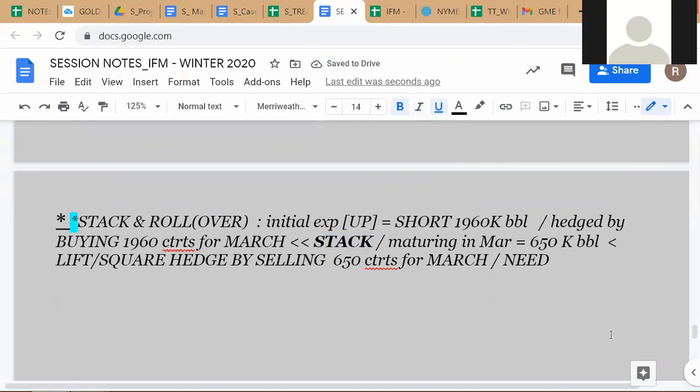Now, where is the rollover coming in? It's just called stack and roll, but actually it's a rollover. So I put this in brackets inside here. Now you understood the stack part. As the months mature, each month's exposure matures off. What is happening in terms of India's exposure?